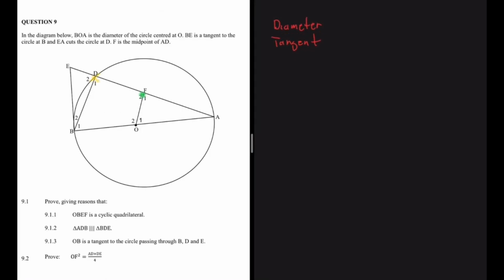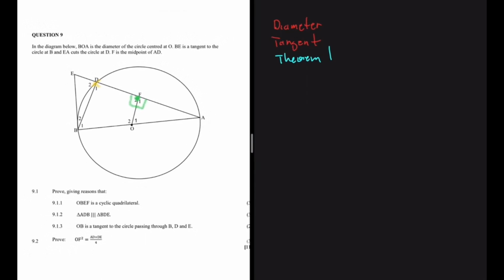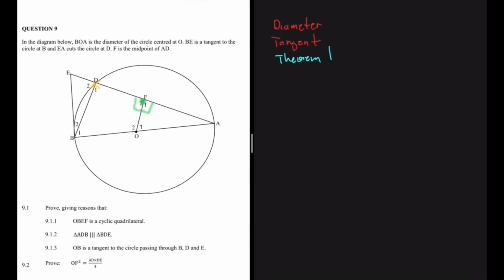If F is the midpoint of AD, then this angle here should be 90 degrees, and this angle should also be 90 degrees because of theorem 1. So let's write that down. We also have theorem 1. And then that's all the information we have, right? We don't have anything else. So we should be able to get the 11 marks for this question only using these 3 statements. So let's see what happens.